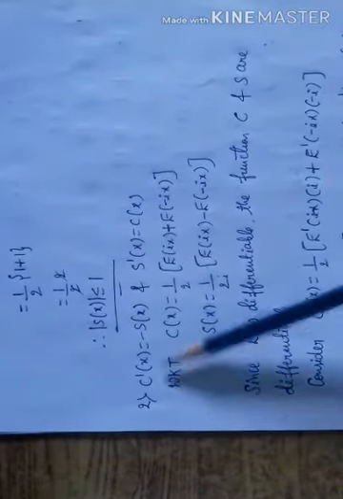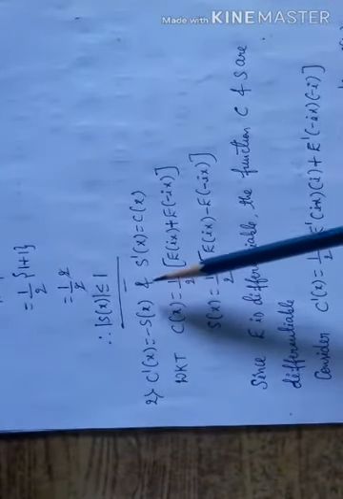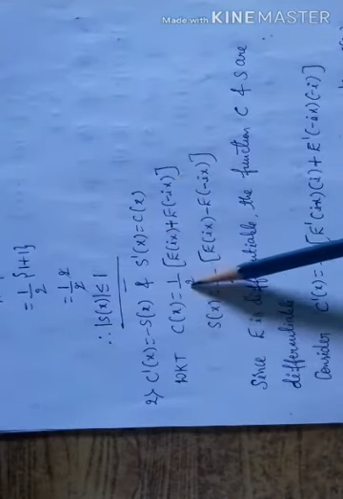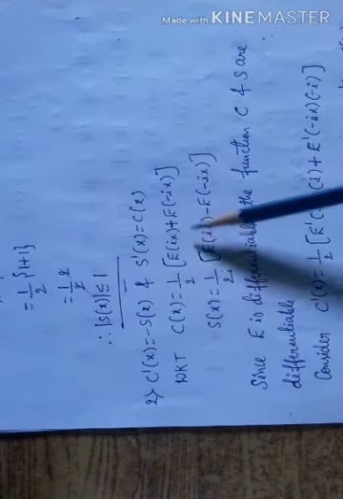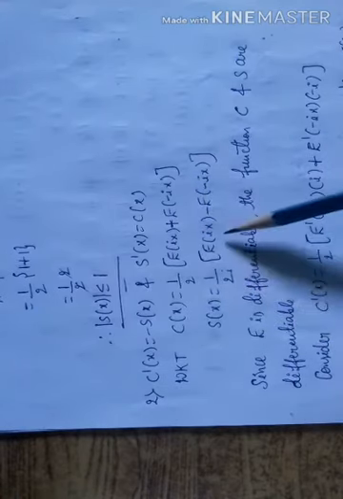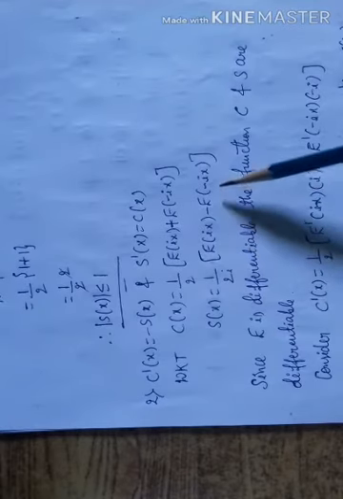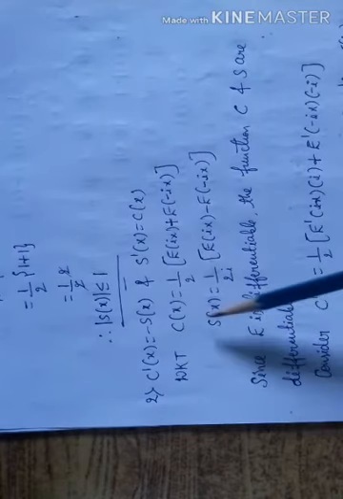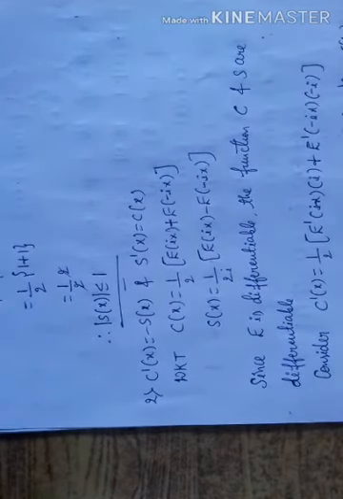Second one: C'(x) = −S(x) and S'(x) = C(x). We know that C(x) = 1/2 (e^(ix) + e^(−ix)) and S(x) = 1/(2i) (e^(ix) − e^(−ix)). Since e is differentiable, C and S are differentiable.